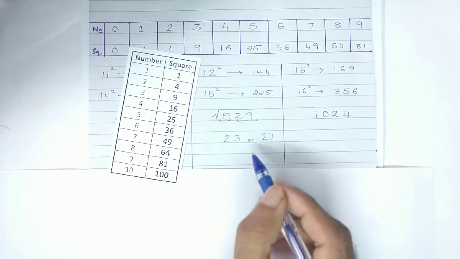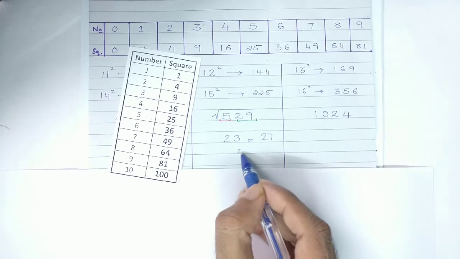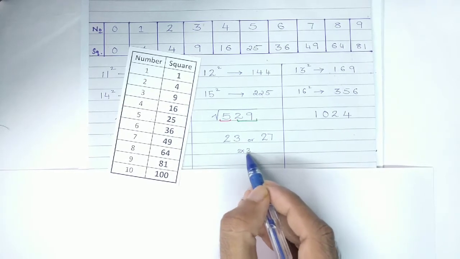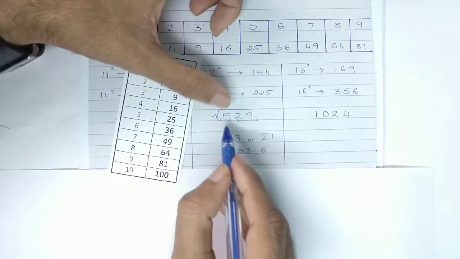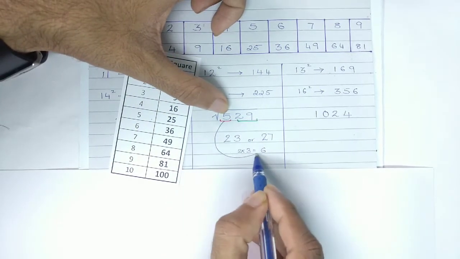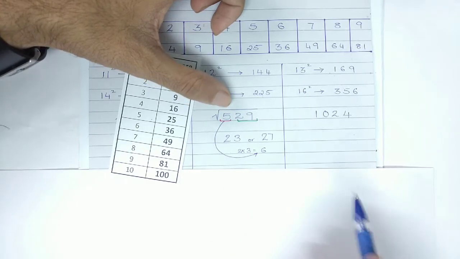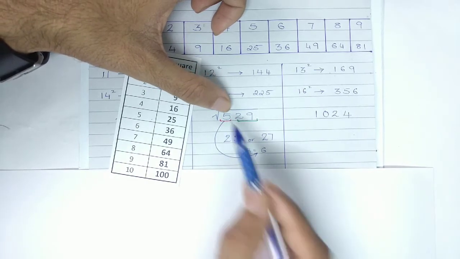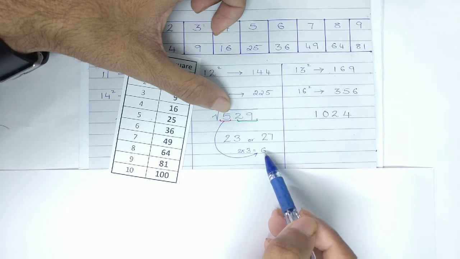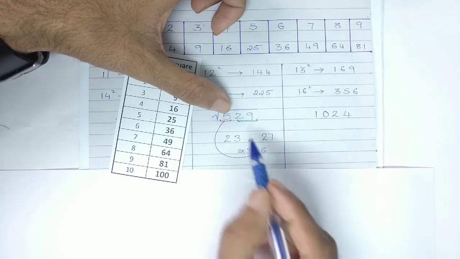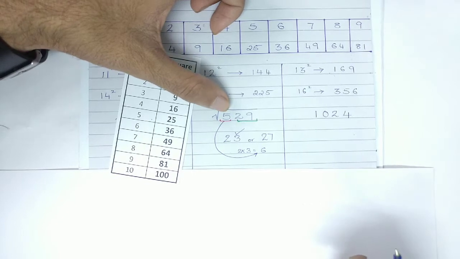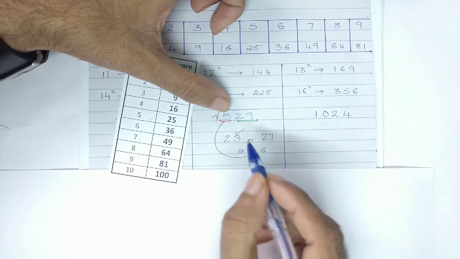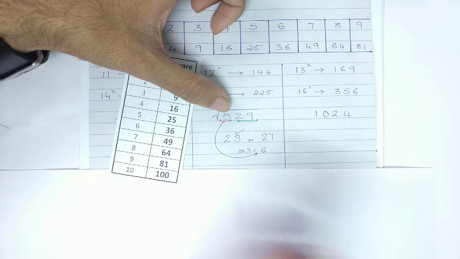What is the next step that you have to do? After this 2, the next number is 3. 2 3s will become 6. Comparing this 5 and this number, is 5 greater than this number? No, it is smaller. So the smaller number is the square root of 529. So the number is 23.